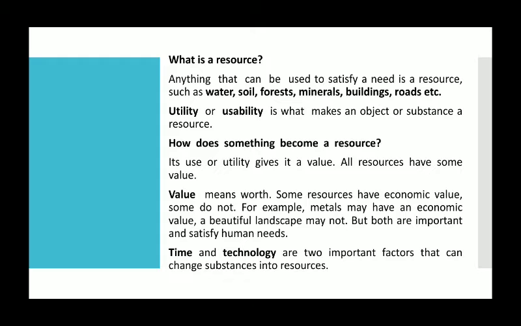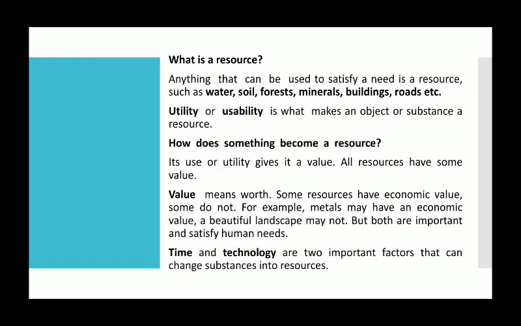For example, we use or we utilize or we consume air and water, which are totally free from nature, and we are not supposed to pay anything to nature. In this way, we receive these things free. But on the other hand, when we go to the market to purchase certain things, we have to pay cash. And it means that these substances or objects which we purchase from the market have economic value.